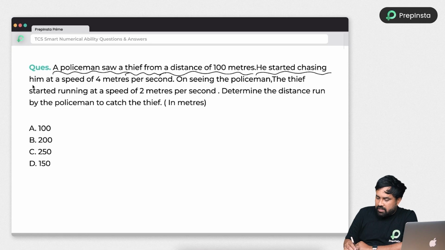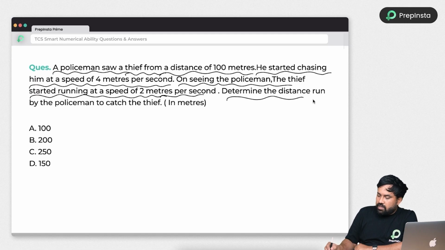He started chasing him at a speed of 4 meters per second. On seeing the policeman, the thief started running at 2 meters per second. Determine the distance run by the policeman to catch the thief.